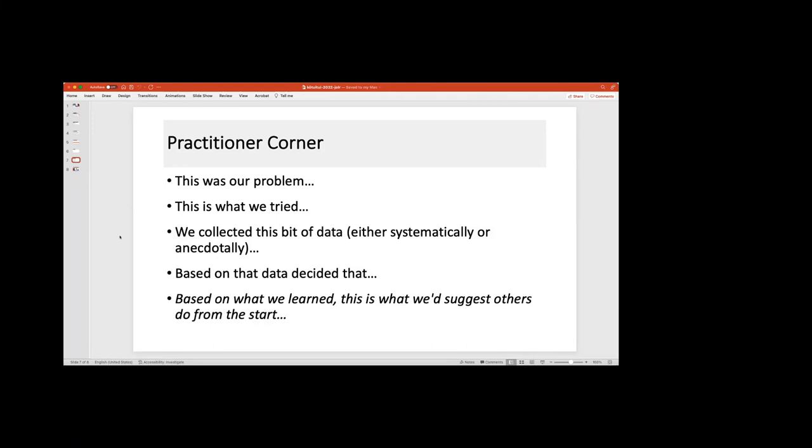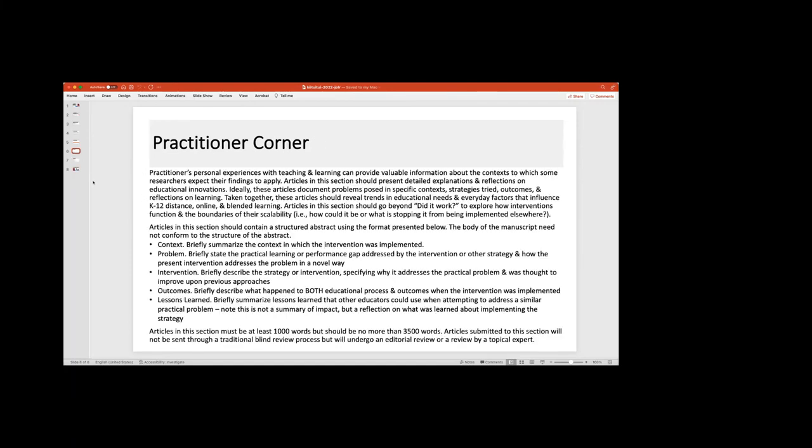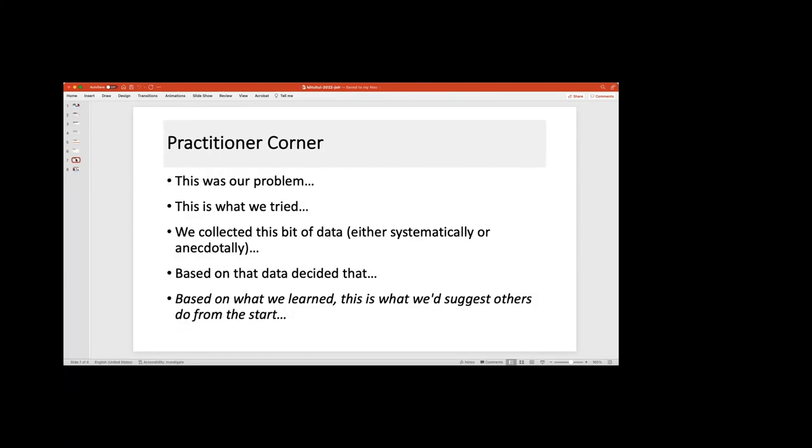And again, we're looking at something that's about 1,000 to, I think the maximum we had was 3,500 words. If you're wondering what that looks like, 1,000 words is basically 3 pages double spaced, because you usually get about 300 words per page on a double-spaced typed page. So 3,500 would be about 10 to 12 pages, depending on how wordy you were. So that's the idea behind the practitioner section.